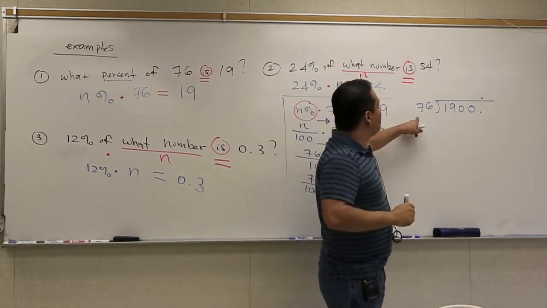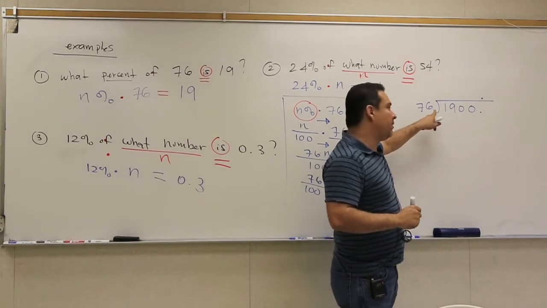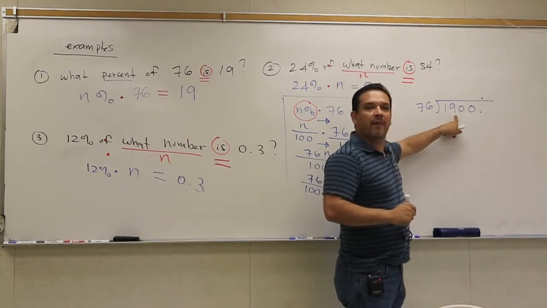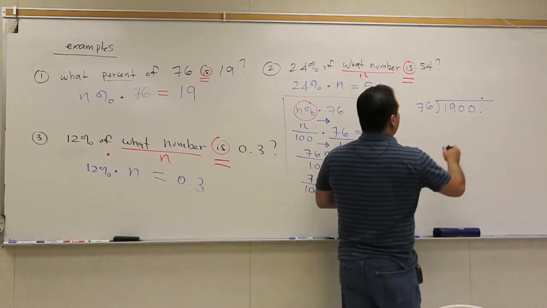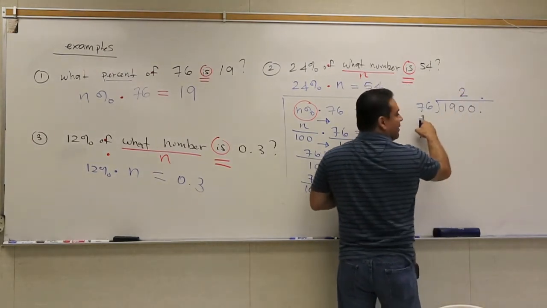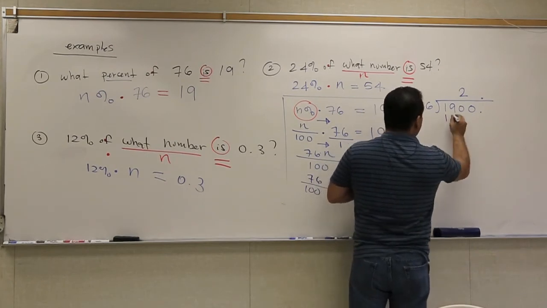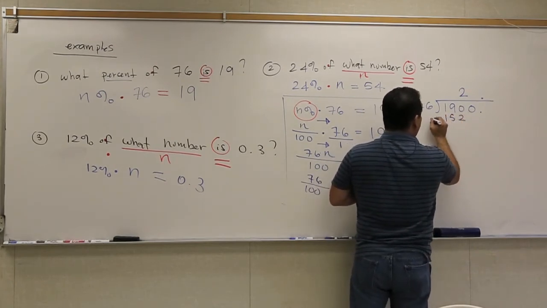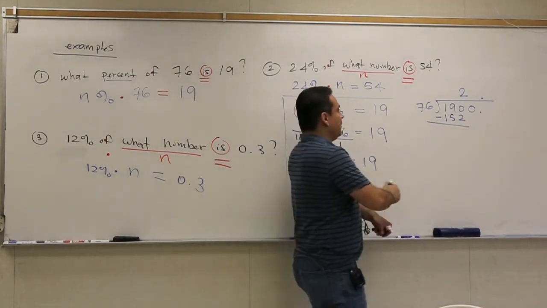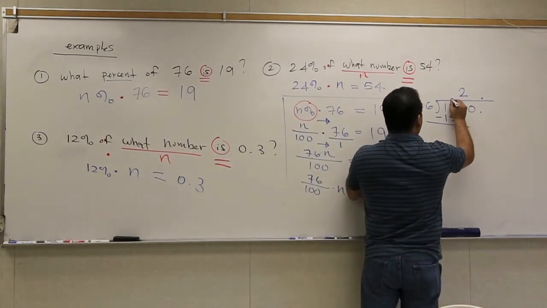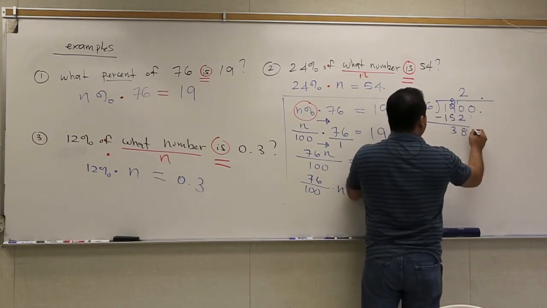Does 76 go into 1? No. Does it go into 19? How many times does 76 go into 190? I think it's 2 times. Is that right? Is it 2 or 3? 2. What's 2 times 76? Is that 152? Okay. Double check. Is that true? All right. This is an 8. Okay, so we get 8. What is that? 3. Bring down my 0.